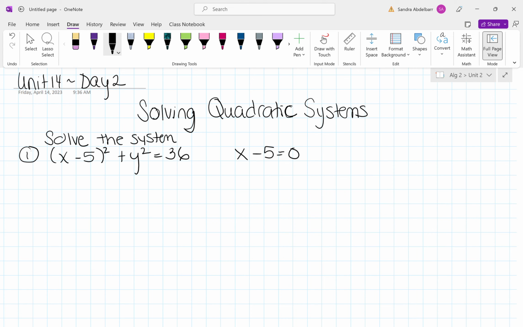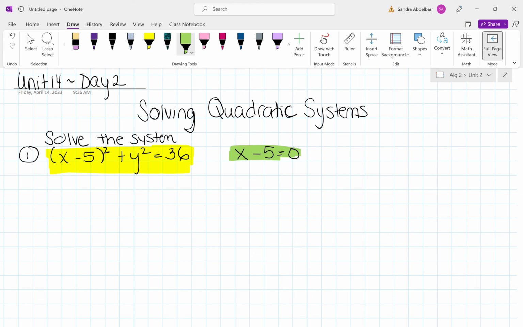So let's look at our first equation. Can someone tell me what this is? Are we a line? Are we a parabola? This is a circle. How do I know it's a circle and not an ellipse? Because there are no coefficients. Good. How do I know that this is a circle and not a hyperbola? Because it's plus; a hyperbola would be minus. Good.